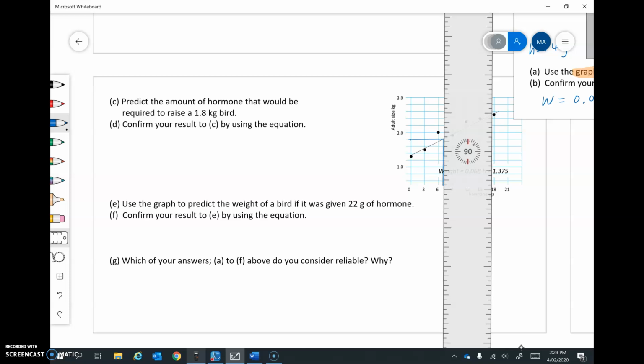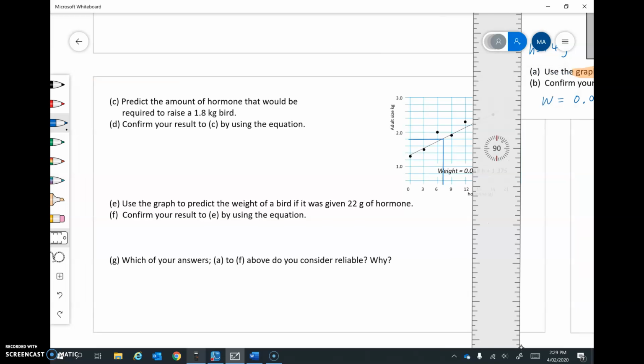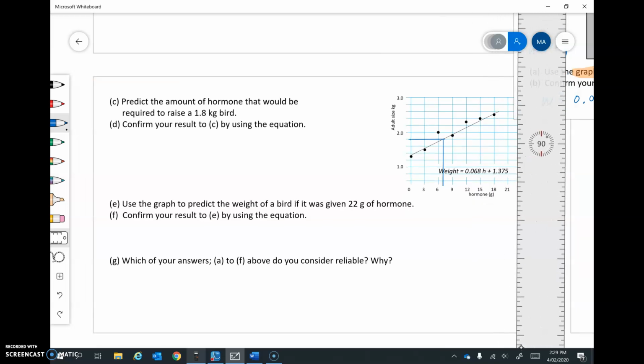That's not bad. I'm going to go down there, and my prediction from the graph is about 7, I'd say. Remember, 6, 7, 8, 9. It's about 7. So 7 grams of hormone.